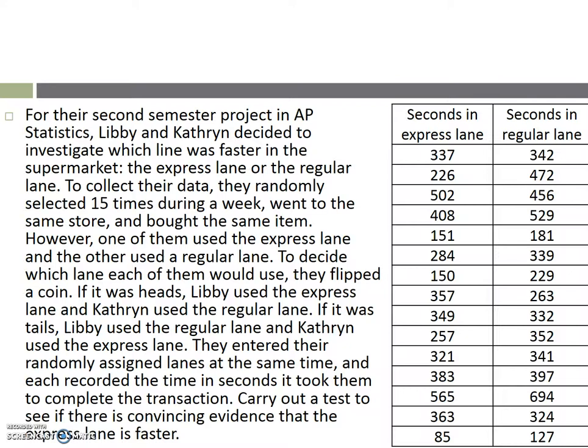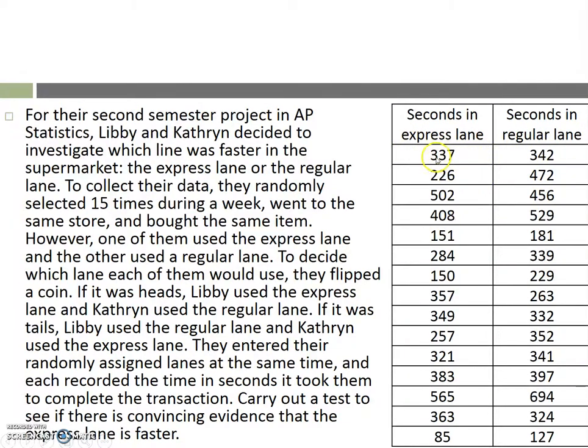If it was heads, Libby used the express lane and Catherine used the regular lane. If it was tails, vice versa. They entered their randomly assigned lanes at the same time and each recorded the time in seconds it took them to complete the transaction. Carry out a test to see if there is convincing evidence that the express lane is faster. So while we have two sets of data, the express lane versus the regular lane, each set of data is linked together, right?